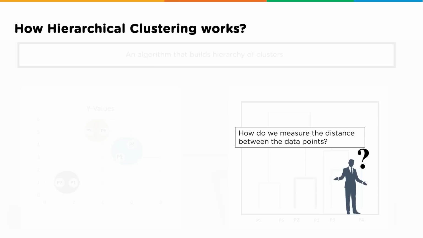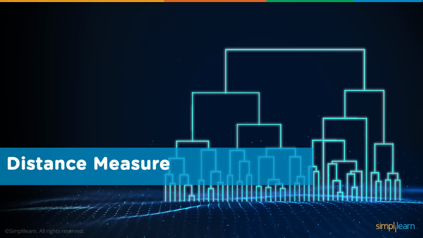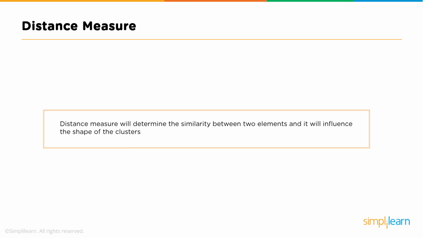So how do we measure the distance between the data points? This is really where it starts getting interesting. Up until now, you can kind of eyeball it and say, hey, these look together. But when you have thousands of data points, how are we going to measure those distances? There are a lot of ways to get the distance measure, so let's take a look at that.